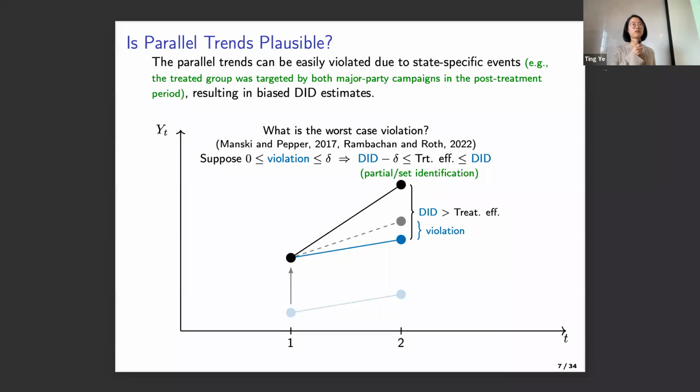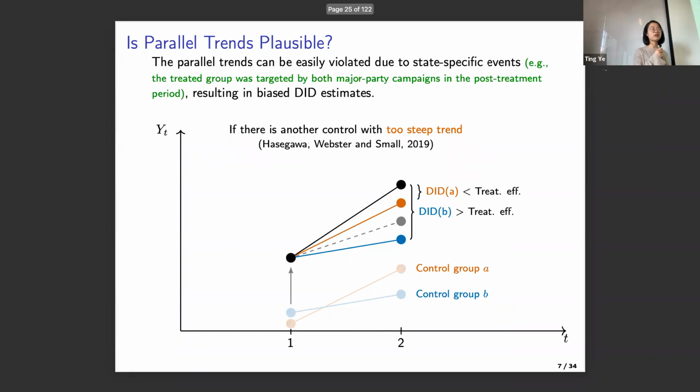The downside of this approach is that we need to specify a delta, which you may not have the domain knowledge to specify. Another approach is by the Hasegawa, Webster, and Small paper in 2019. Their idea is to use another control group that has too steep a trend. So we will have a control group A with too steep a trend, which will lead to an underestimate of the treatment effect, and a control group B with too flat a trend, which will overestimate the treatment effect. Then we just apply DID twice, and these two DID parameters will bound the treatment effect.